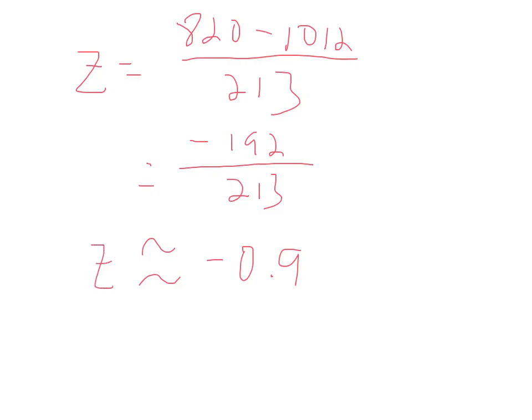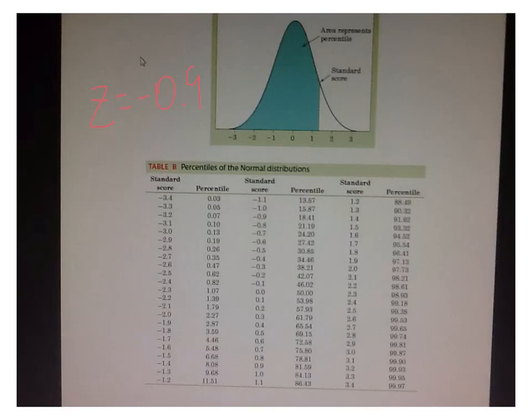So now I'm going to go take a look at table B. I'm here at table B. Now what you're going to notice about table B is that all these percentiles are to the left. If they're asking you to the right, then you're going to do some subtraction from 100.